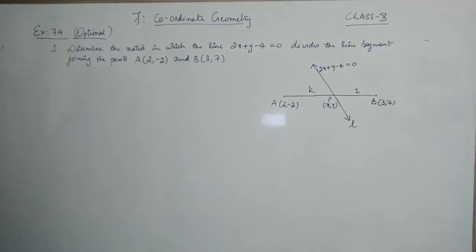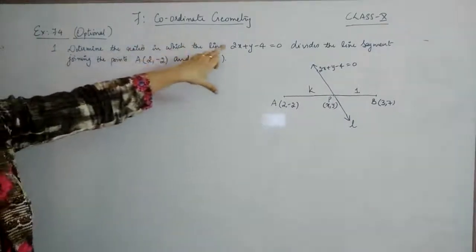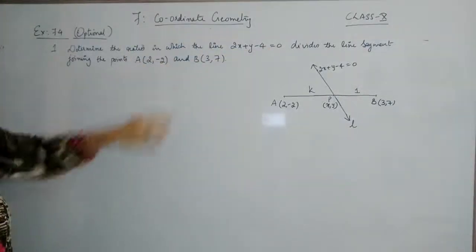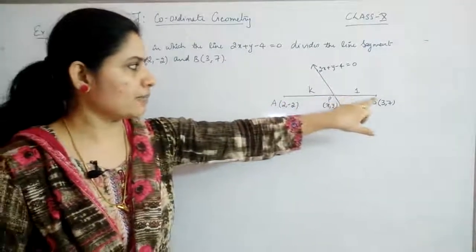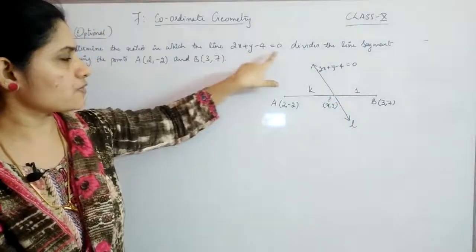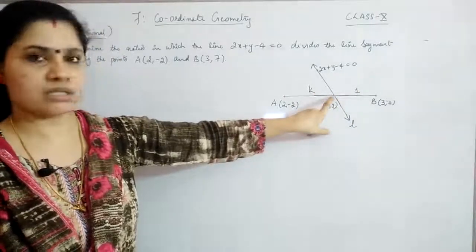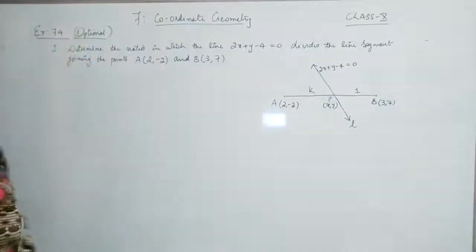the points A (2, -2) and B (3, 7). So first we are taking the ratio as k is to 1 and let the point which lies on this line, which divides the line segment joining A and B, be P(x, y). Just see the figure, line joining AB, and you have taken a line L which is 2x plus y minus 4 equal to 0 which divides AB in the ratio k is to 1, and that point which is dividing it in the ratio k is to 1 is taken as P(x, y).